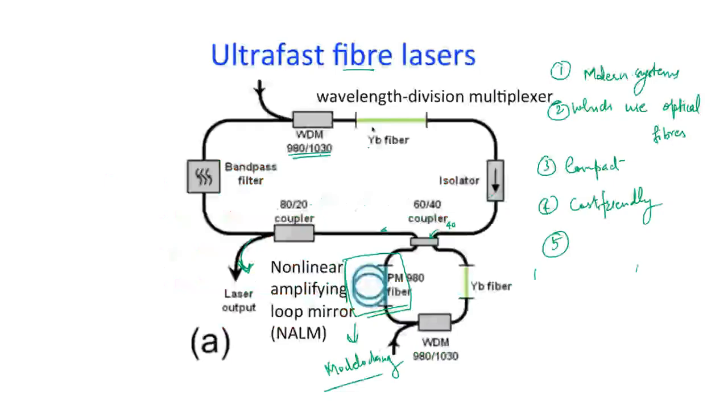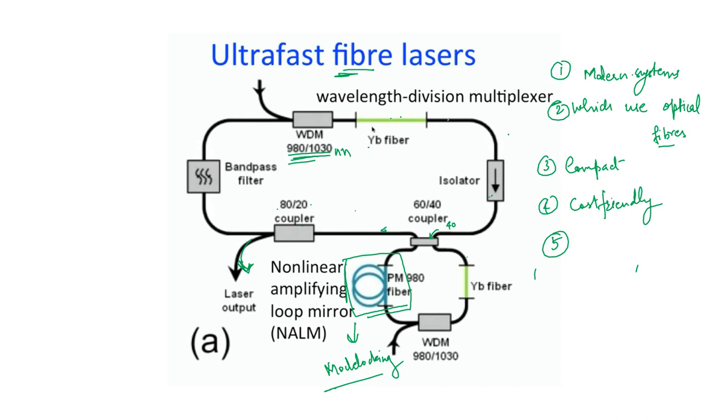Why is the term fiber used? Because they make use of these optical fibers. What is the purpose? The 980 to 1030 nanometer, this stands for the wavelength which is input, passes through this YB fiber. The YB fiber acts as the amplifying unit. Then it passes through the isolator.